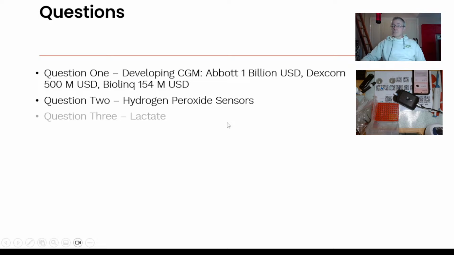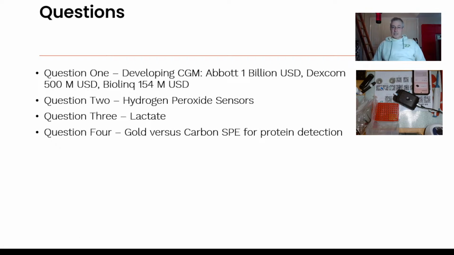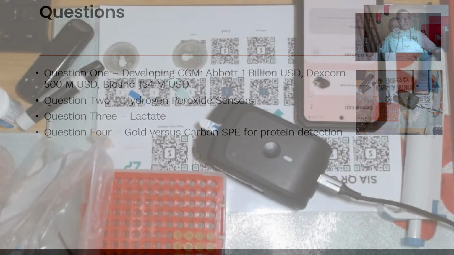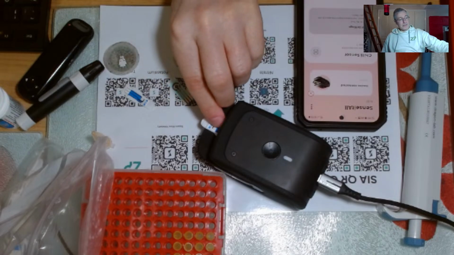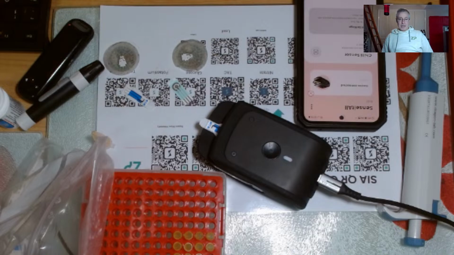Question number 2 will be about hydrogen peroxide. Question number 3 will be about lactate. Question number 4 will be about gold versus carbon. Somebody was saying that for protein detection we say gold is better than carbon. What I say is that carbon is so much cheaper than gold. Everyone who wants to do a point of care or point of need diagnostic says it's got to be low cost and easy to use, and that term low cost is immediately more difficult to achieve when you go for gold.